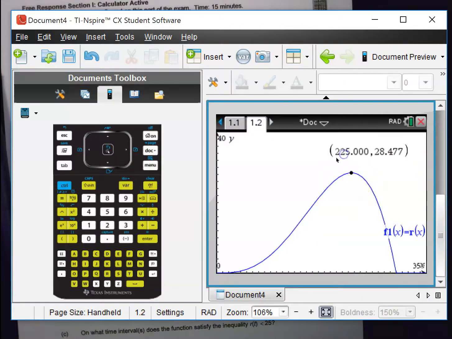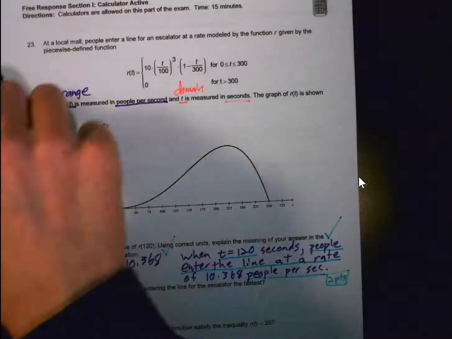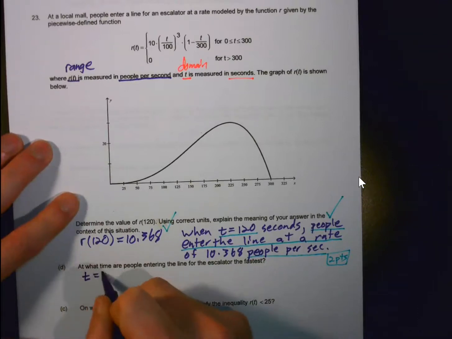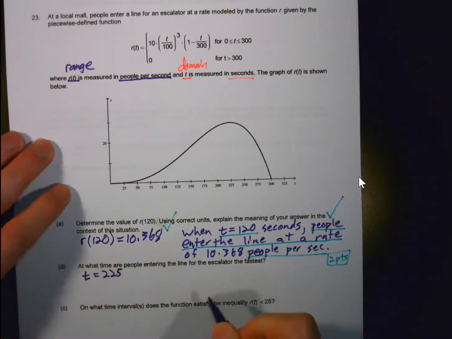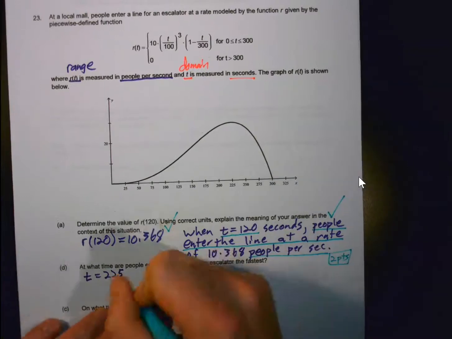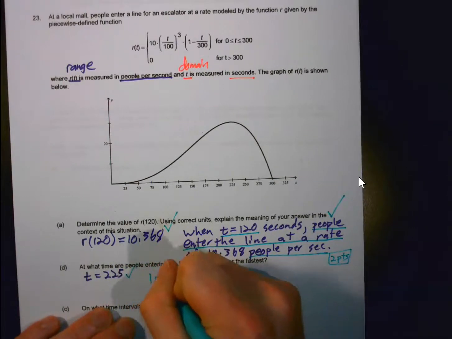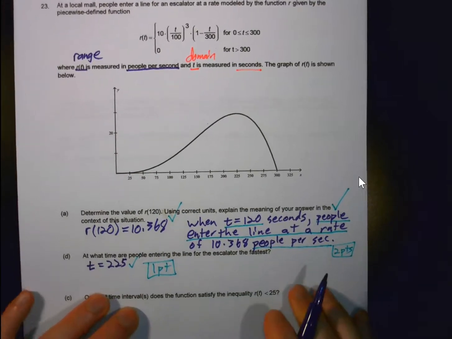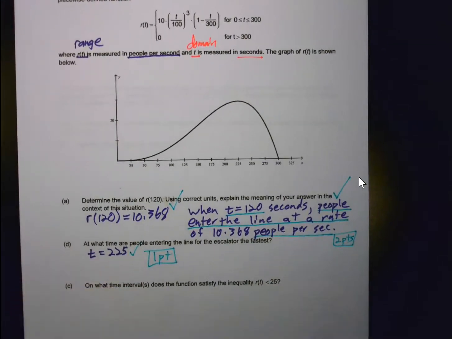Looks like it's right at 225 is the X value. That's the number I care about because that's the time when people are entering it the fastest. The domain value is the time value. Okay, so then I'm going to come back over here and write when t equals 225. And that was very simply just 1 point. Didn't need any units or anything, just you got it or you did not get the 225 right there.